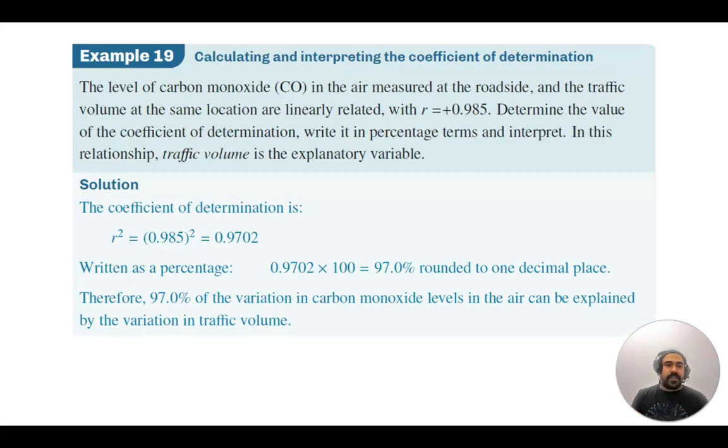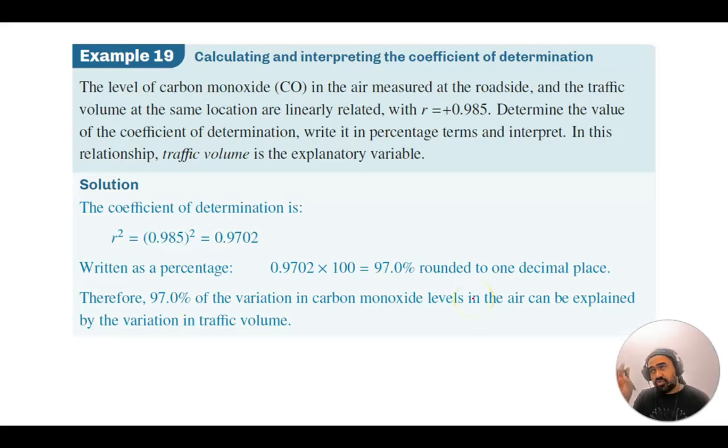We'll take another example. Let's say that there's a level of carbon monoxide, measured in the air at a roadside, and the traffic volume is also measured at the same location, and there's a linear relation. We have an R value of positive 0.985, and what we're going to do is determine the value of the coefficient of determination, write this as a percentage, and then interpret what this actually means. In this particular relationship, the traffic volume is the explanatory variable. So the traffic volume will explain the level of carbon monoxide.